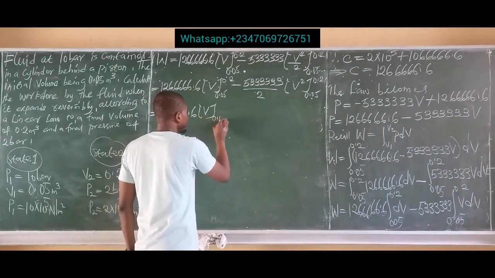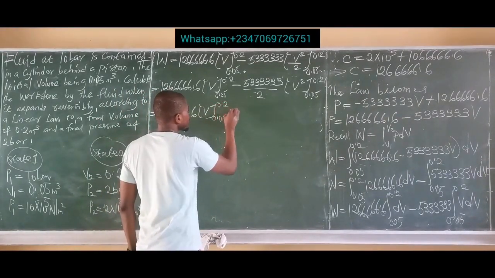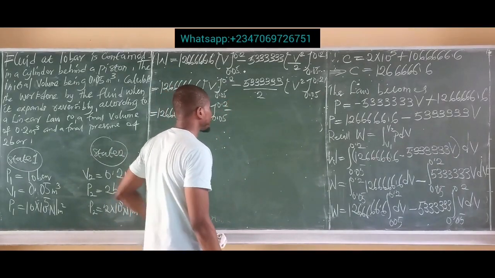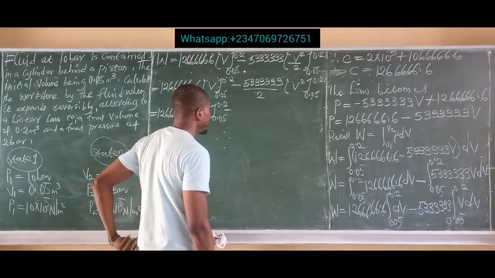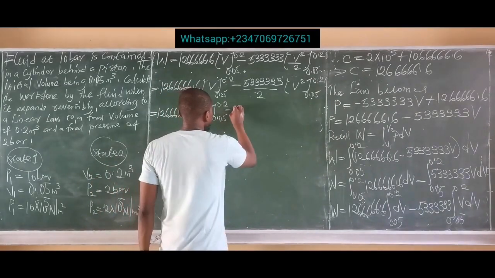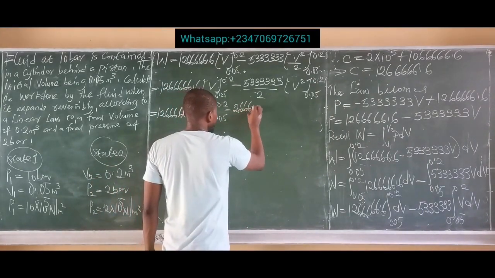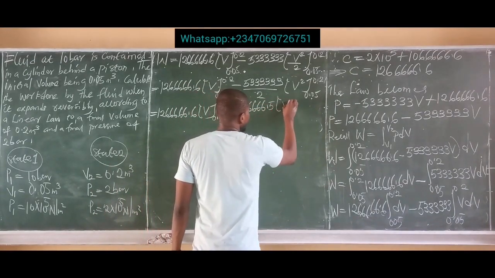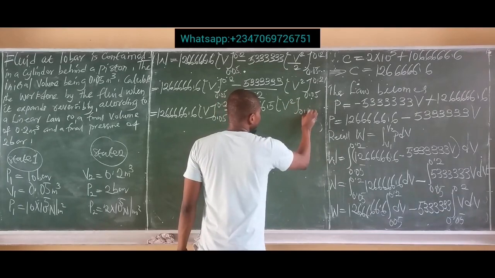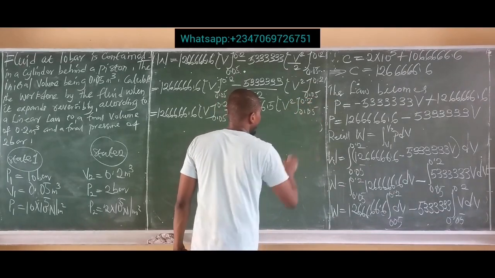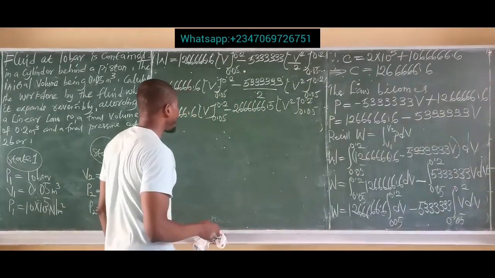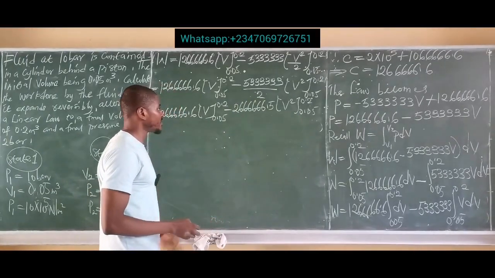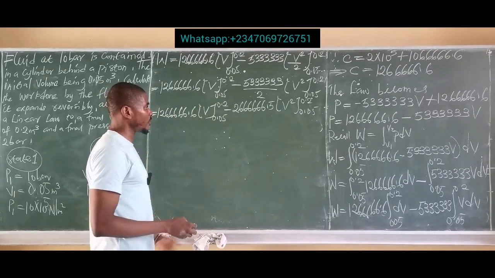All right, so from 0.05 to 0.2 minus, so let's obtain 5333333 divided by 2. Let's obtain the value. That simply gives us 2666.5 into V squared from 0.05 down to 0.2. All right. So at this point now, having sorted out these parts, the next thing now is to effect the limit. So always upper limit minus lower limit.